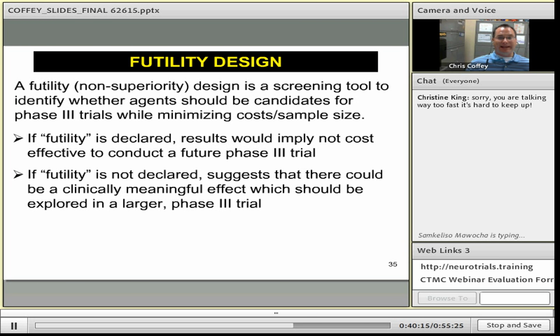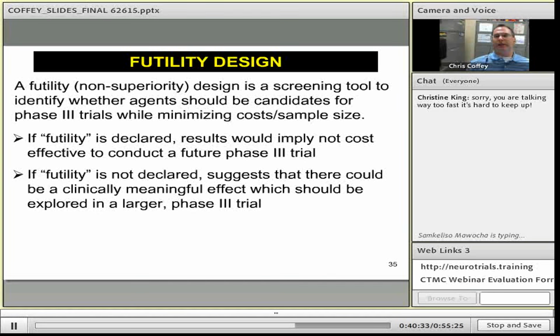That's saying, though, I can't rule it out, and that would be justification for moving forward into a larger phase 3 study, which would then be used to determine whether that effect is true, or maybe there is no effect, it's just not far enough away from the effect for me to declare futility. So it's kind of a screening tool.